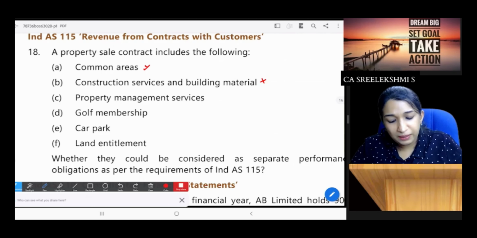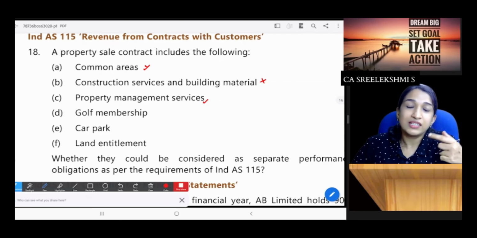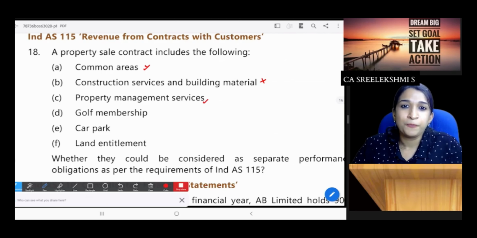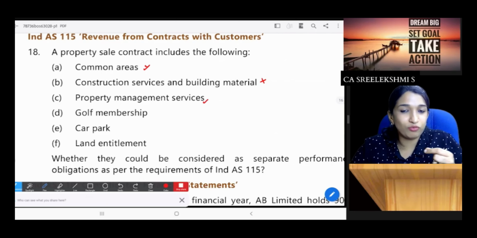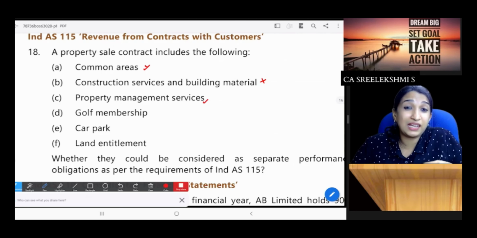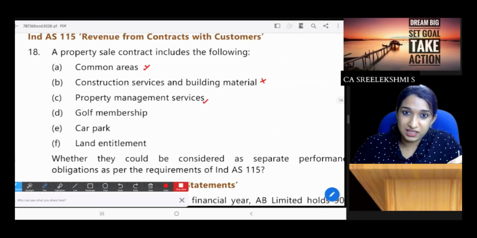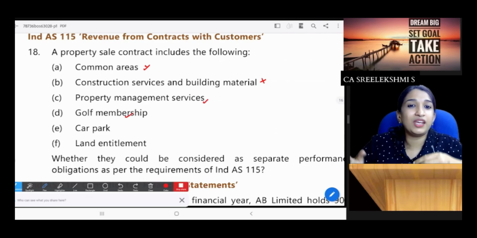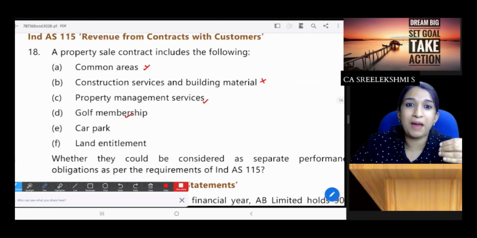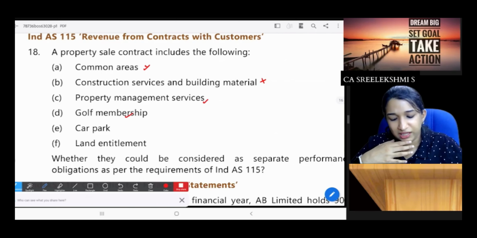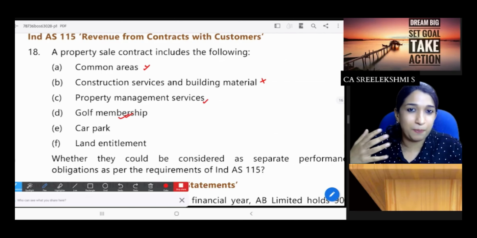Then property management services. In most apartments, they collect a charge every month for property management services. So the answer they have given is that likely this is a separate performance obligation, because the customer can get a separate benefit from these services. And golf membership: if you are acquiring a building, you don't have to acquire this management service or golf membership. It's an additional benefit for the customer, so it can be treated as a separate PO.